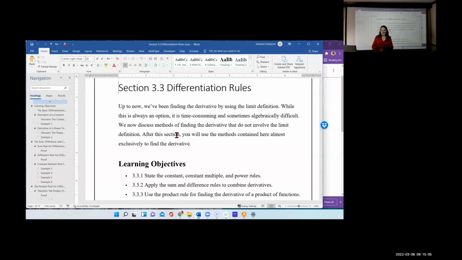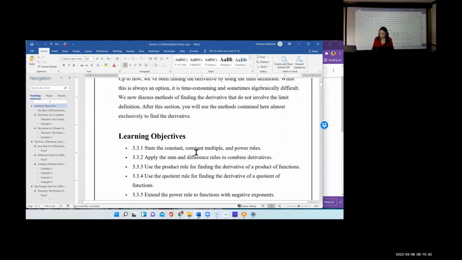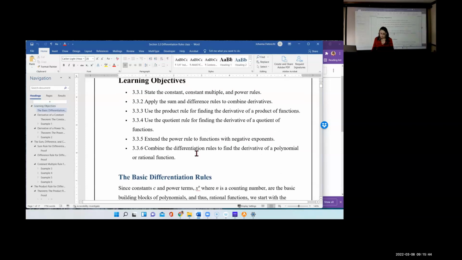So we want to start with section 3.3, which covers differentiation rules. And up to this point, we've been using the limit definition, which is the definition, but it is tedious and it is long. When you do f of x plus h minus f of x all divided by h, then take the limit as h goes to 0, these are very long processes to find the limit value at a particular point or the limit value as a function, the derivative. There are shorter methods of finding these, and that's what we're going to do today.